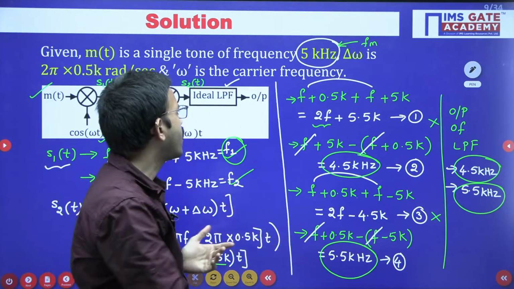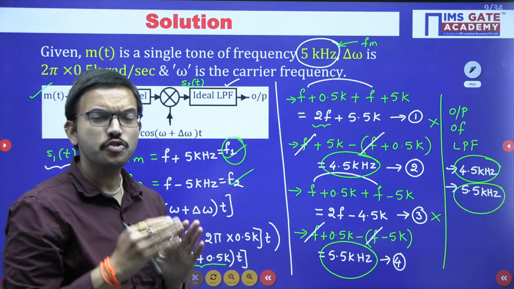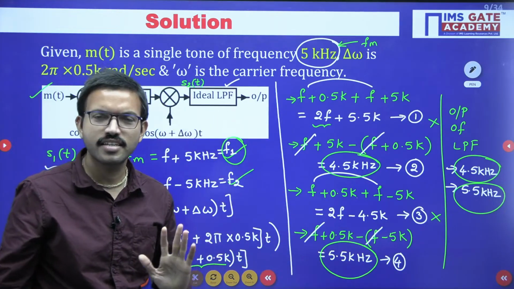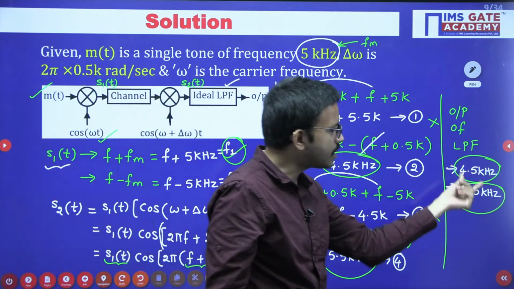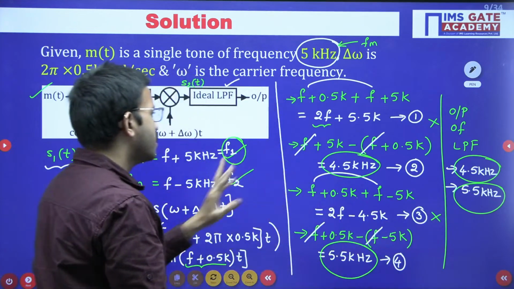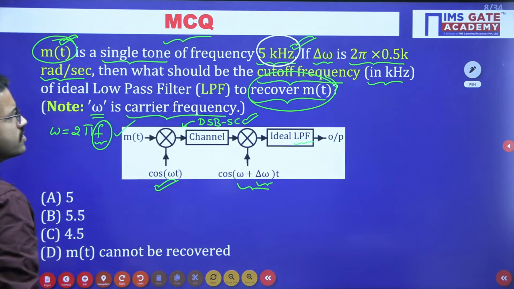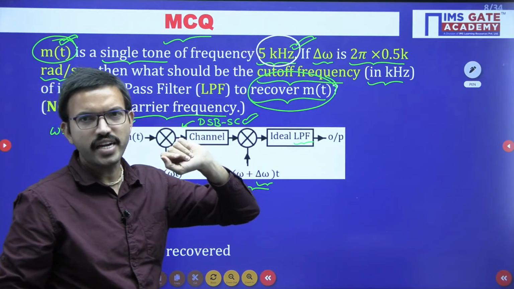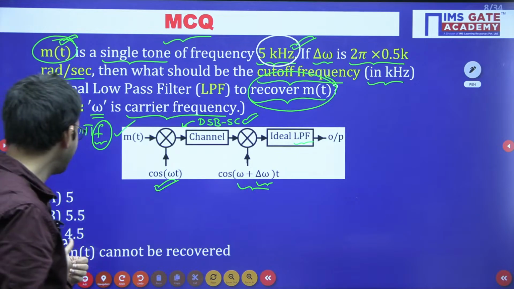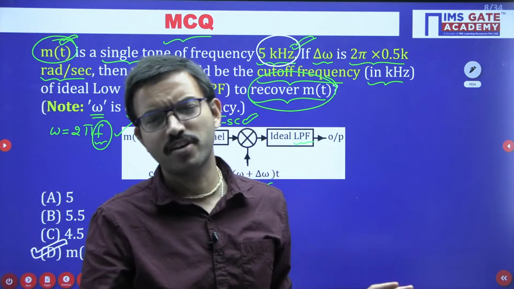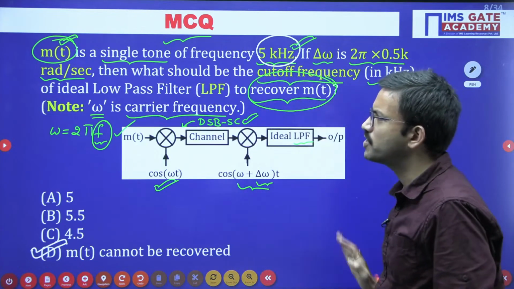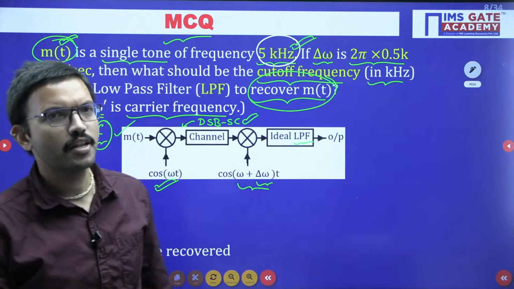That means whatever low pass filter cutoff frequency you may choose, you never get the message signal at the output, because you just observe these frequencies: 4.5k and 5.5k. Neither of the two frequencies is 5 kHz. So that is the reason option D is the correct answer. This is a very interesting one: m of t cannot be recovered, whatever cutoff frequency you choose for the low pass filter in this example.